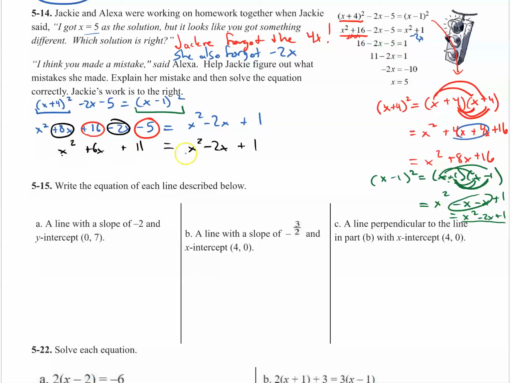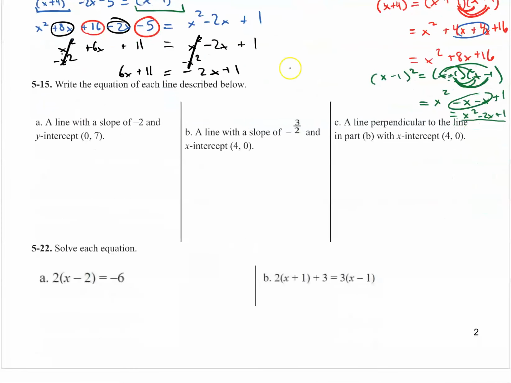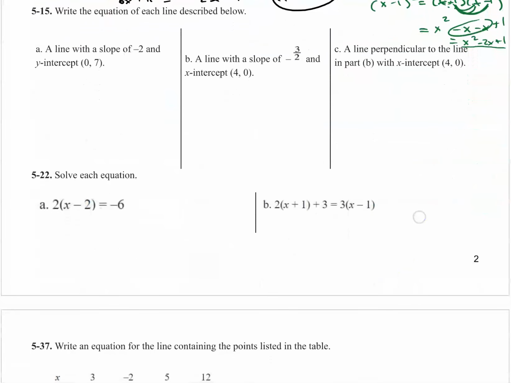All right, now I've got an x squared on each side. Let me try subtracting x squared from each side. Those are going to cancel. And I have 6x plus 11 equals negative 2x plus 1. So I think I've done enough. Solve the equation from here. What is x? X equals whatever. Okay, 15.